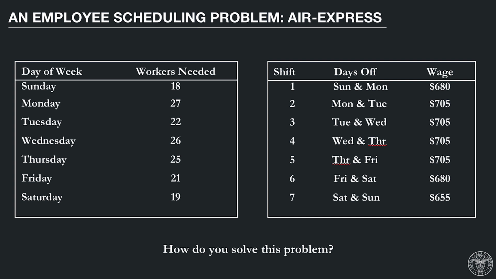For shift 2, they're going to take days off on Monday and Tuesday. So they're going to come in from Wednesday, Thursday, until Sunday. Because they work on both weekend days, the salary will be higher, and it is $705. Similarly, for shift 3, they'll take days off on Tuesday and Wednesday, so they continue to work from Thursday, Friday, until Monday. The salary for that will be $705 as well. So we have all the salary information for every single shift.